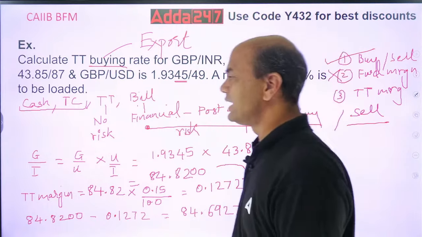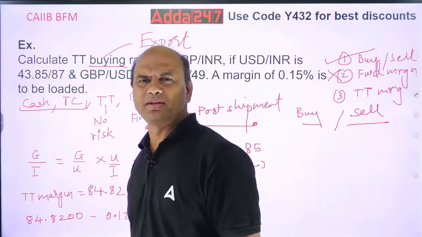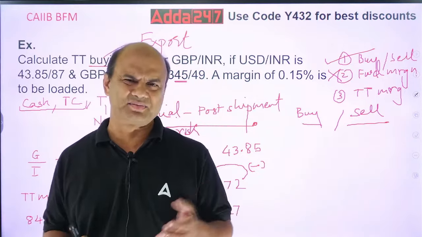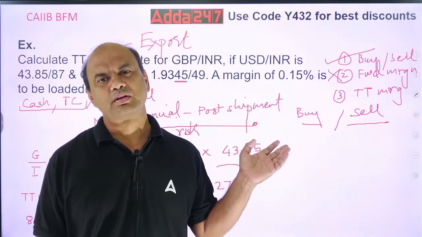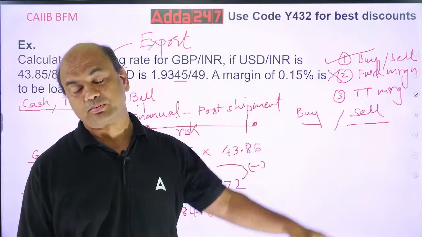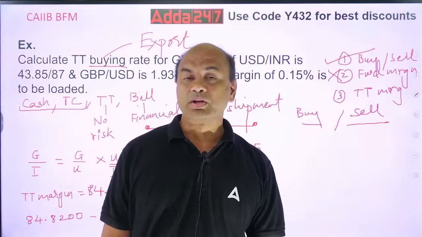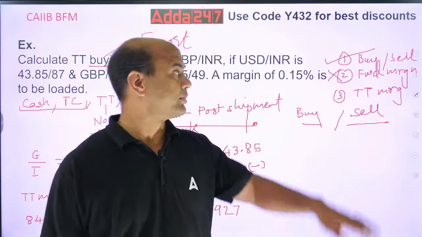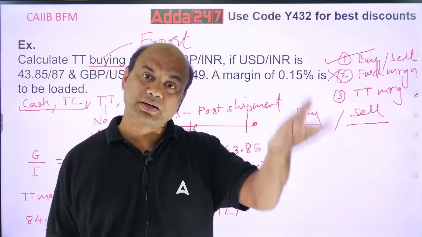Third point. TT margin, or we call it exchange margin. Any name can be there. It can be called as TT or it can be called as exchange. So now you have to look at it over here. Is the TT margin given? Yes, given. Margin of 0.15%. Now what is 0.15%? One more point I forgot to tell you. In forward margin, although it is not asked over here, but in exam if it comes, then what?